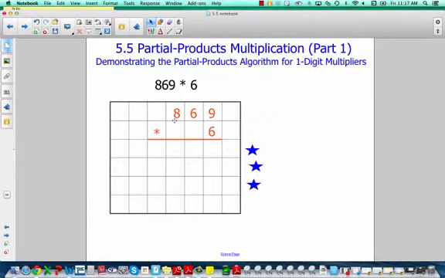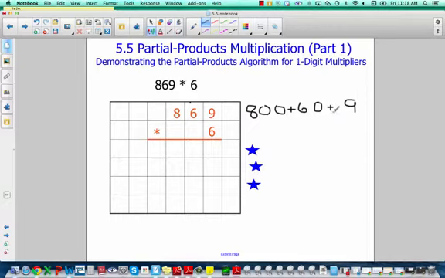I'm going to just break this number down. 869. Well, I'm going to use as many zeros as possible. So I know that 8 turns into 800. Then I'm going to turn the 6, it's in the tens column, so that's actually 60. And then 9's in the ones column, so it's going to stay 9. I'm going to multiply all of these numbers by 6. So 800 times 6, 60 times 6, and 9 times 6.